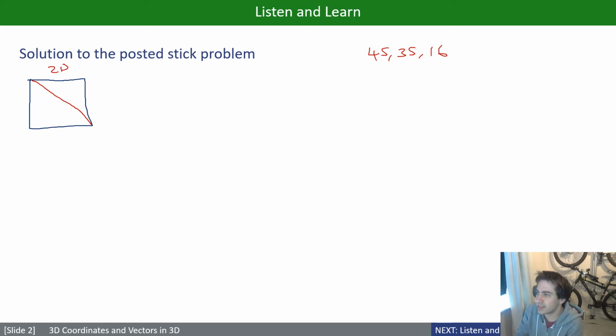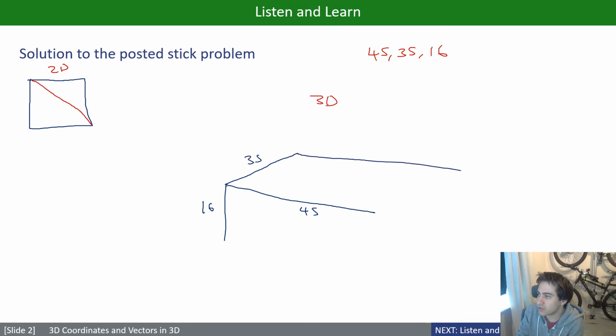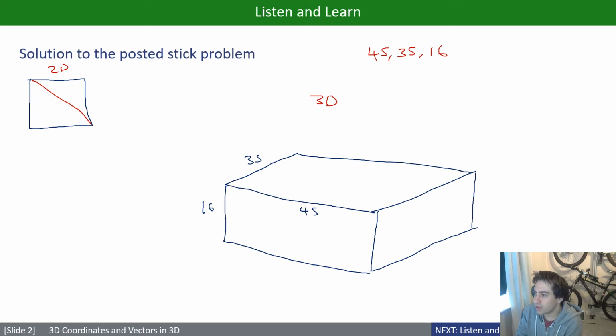So extending that to 3D, if I attempt to draw this cuboid, let's say that's 16, that's 45, and that's 35 there. It doesn't actually matter the order of the 3 lengths or the orientation of the box. And then I'll dash line what's going on the inside. Okay, there we go. So that's our cuboid.